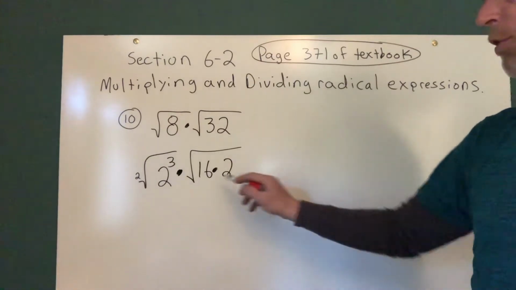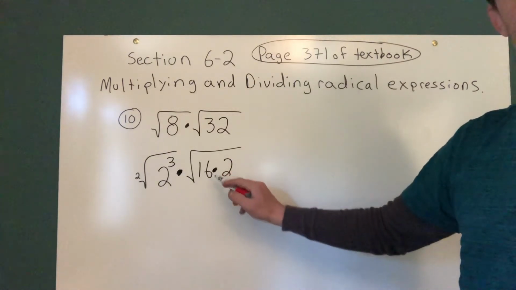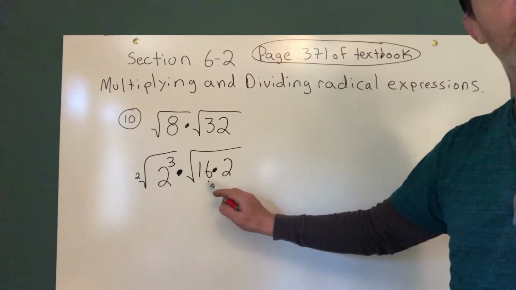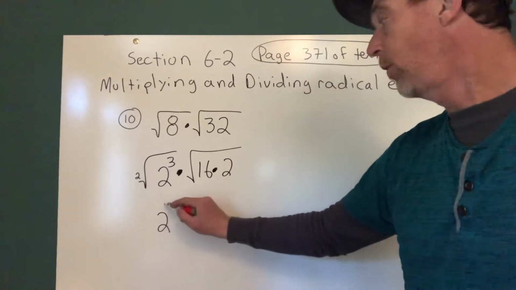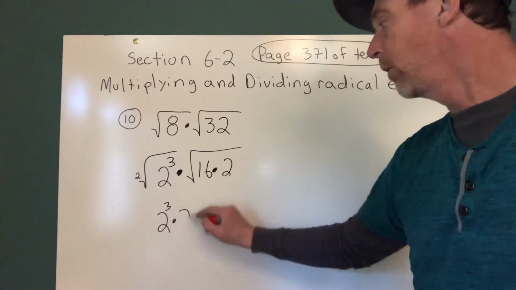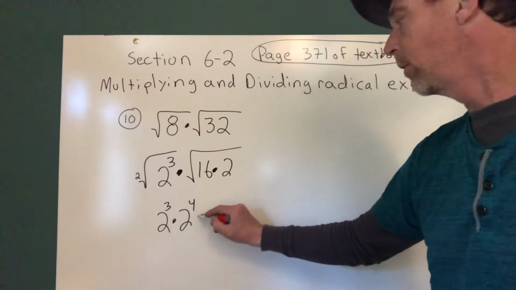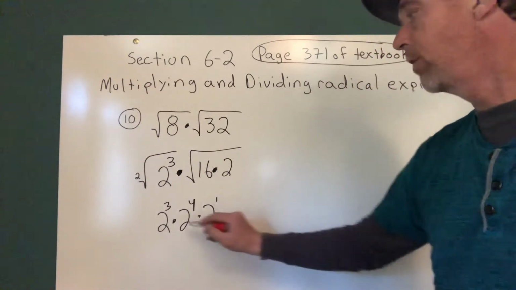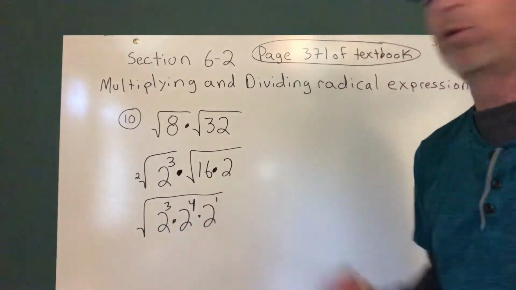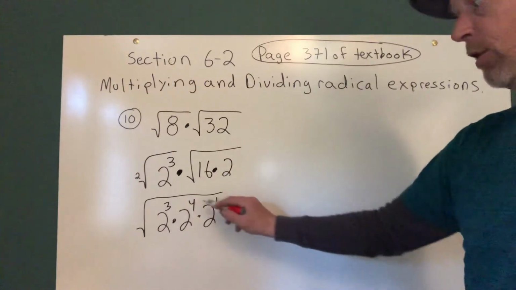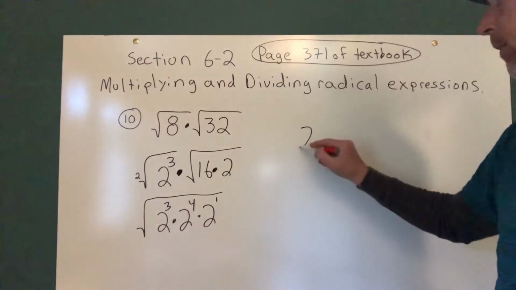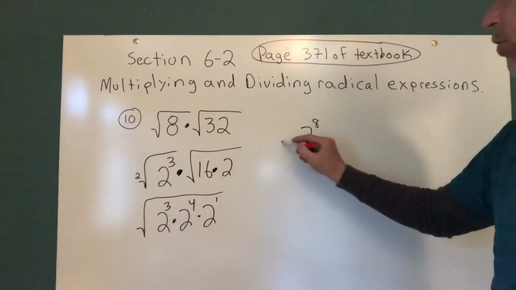So I almost have all 2's involved. This is 2 times 2 times 2 times 2. That's 2 to the fourth, 16. So we have 2 to the third, 2 to the fourth, 2 to the first, and all of that is square root. Okay, when we multiply, we add exponents, so that's 2 to the eighth, and it's the square root, of course.